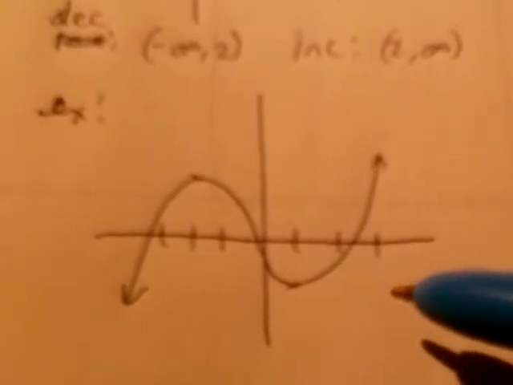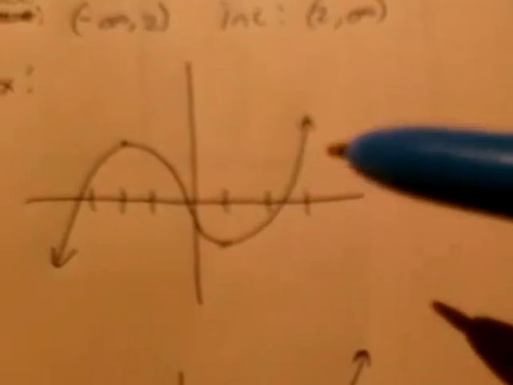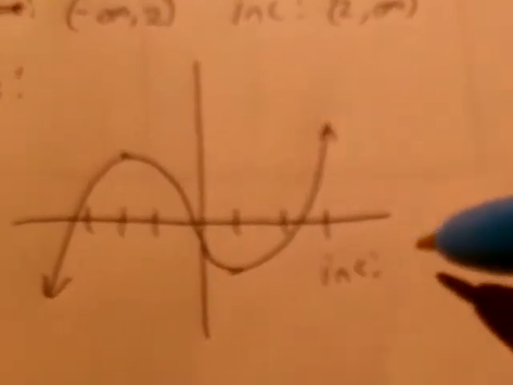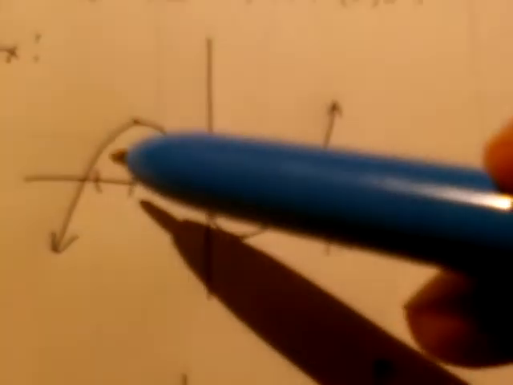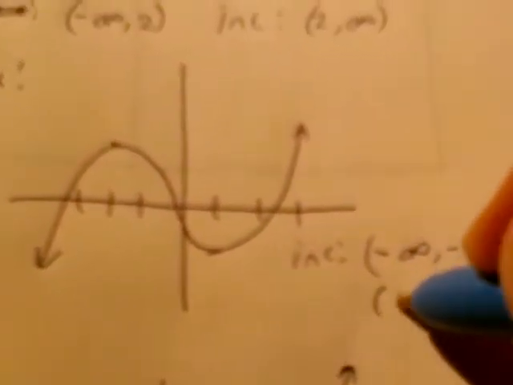And I should be going this way because we're talking about x's. So positive 1 to positive infinity, we're increasing. So we're going to put all that information down. So we are increasing from negative infinity to negative 2. That's the first region, and the second region is from positive 1 to infinity. So we also have 1 comma infinity.